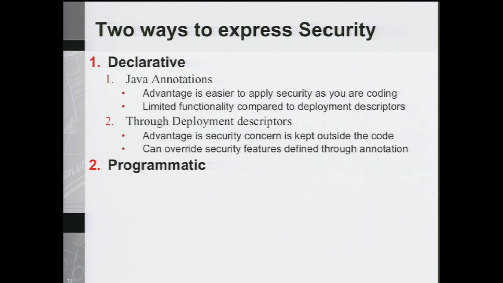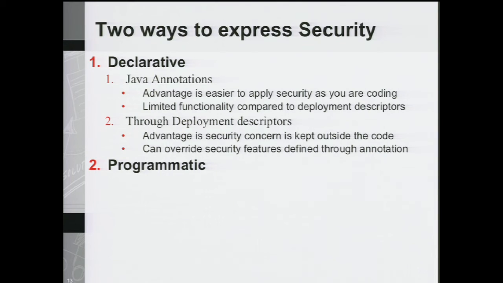There are two ways to express security in your enterprise application. There is the declarative way or the programmatic way. In declarative way, there are two choices. You have Java annotations, where when you write a class or when you write a method, you can put annotations in your class. The advantage is you can do security annotations right there as you're writing your code.